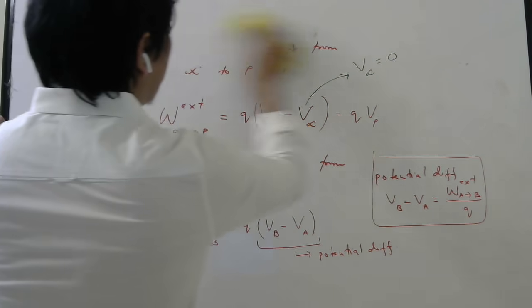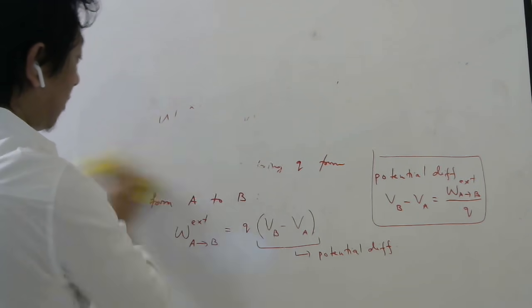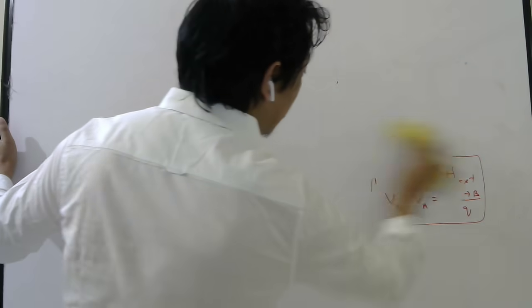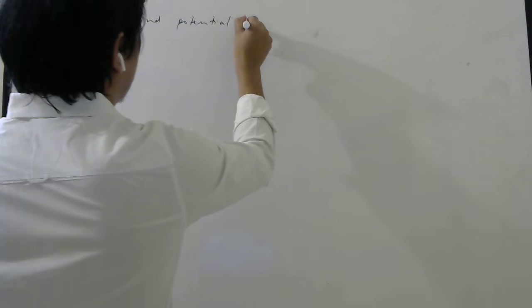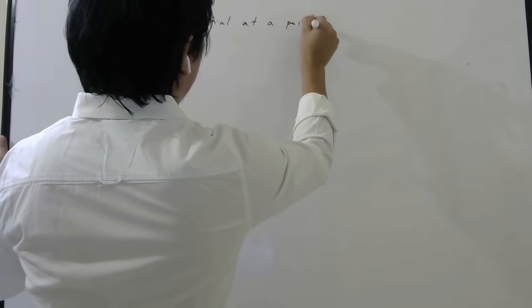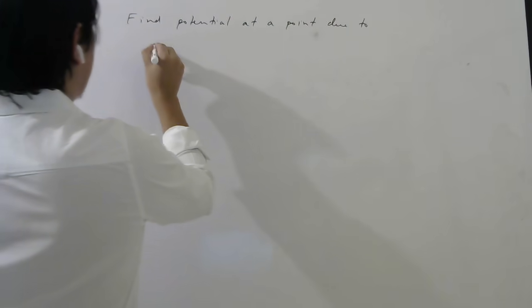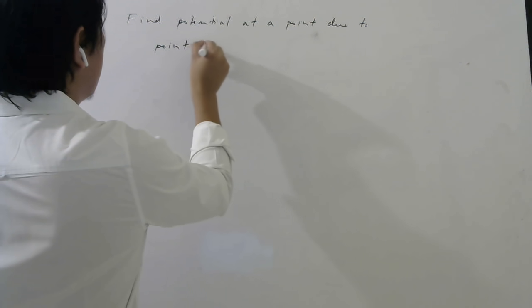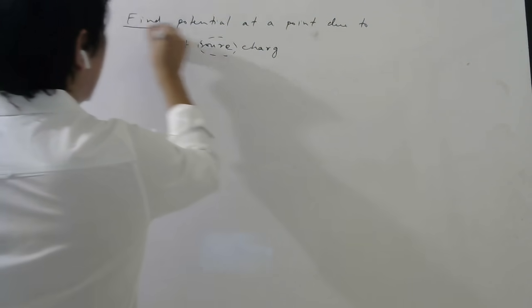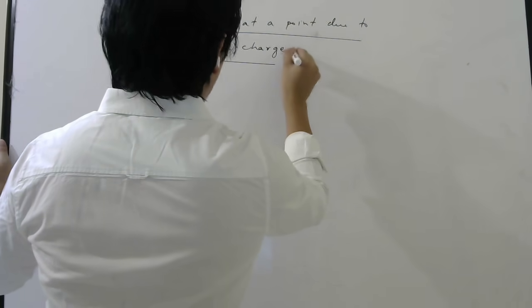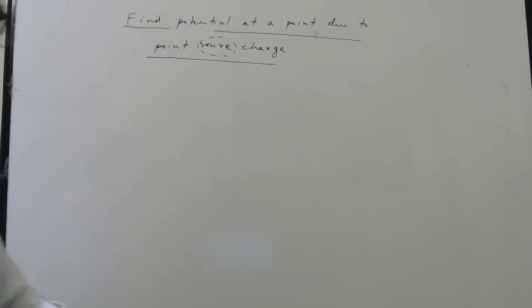So let us now do the first 5-mark derivation of this chapter. Very important derivation, keeps coming in your board exams many times. Look carefully. Topic is: find potential at a point due to point source charge. Or they may sometimes not mention this word. They will say just potential due to point charge, positive, or let us start with positive, then we will see.